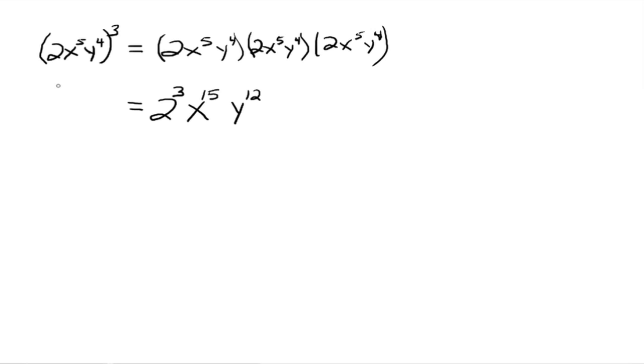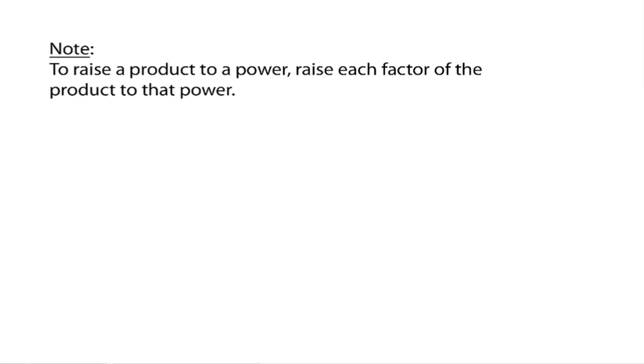So this idea is called a product raised to a power. This is a product, one thing, where all these things are multiplied together, raised to a power. We can generalize this to the following note: to raise a product to a power, raise each factor of that particular product to that power. In math language, that would look like this: a times b, all raised to the n power, would be a to the n times b to the n.